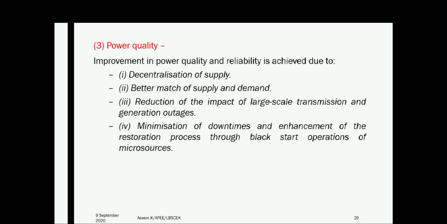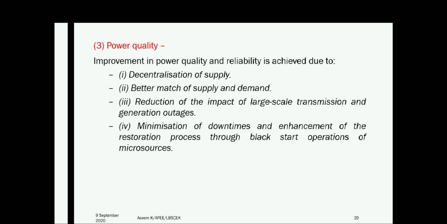Then better match of supply and demand. In a microgrid, how much load we are going to connect, or are planning to connect, is very much known, and based upon that you can plan your generation, so that a better match of supply and demand can be met. Rather than in a conventional power system, where the utility cannot forecast effectively or accurately how much load is going to be connected into their distribution line. So a better match of supply and demand is possible in our microgrid.